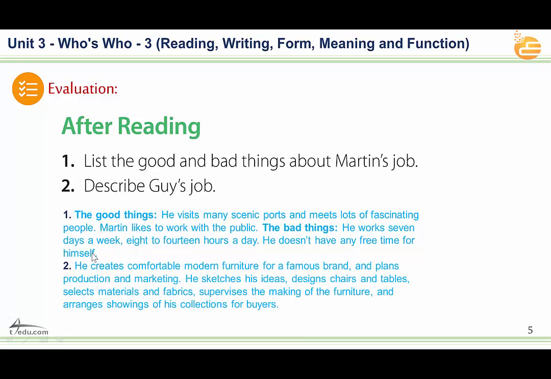Beautiful. Number two, what about the description? He creates comfortable modern furniture for a famous brand and plans production and marketing. Also, you can add, he sketches his ideas, designs chairs and tables, selects materials and fabrics, supervises the making of the furniture and arranges showings of his collection for buyers. So he does all these things. He should do it at his work. Okay, very nice.